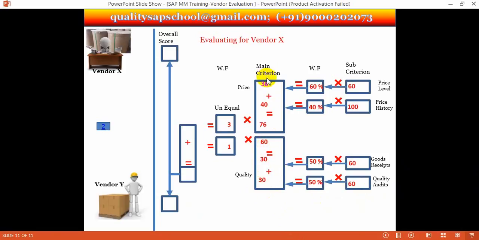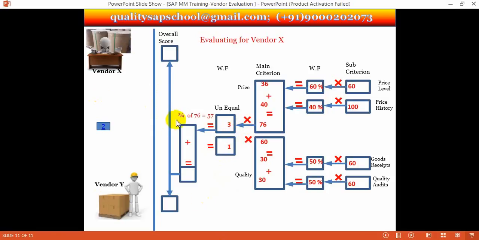Now the main criteria for price has achieved 76 points, and for quality 60 points. With these main criteria, again multiplying with the weightage factors, it will come. You see here there is unequal weightage, meaning the total number of weightages is how much? The total is 4 parts, 3 plus 1 is 4 parts. Out of 4 parts, 3 parts weightage is given for the price.